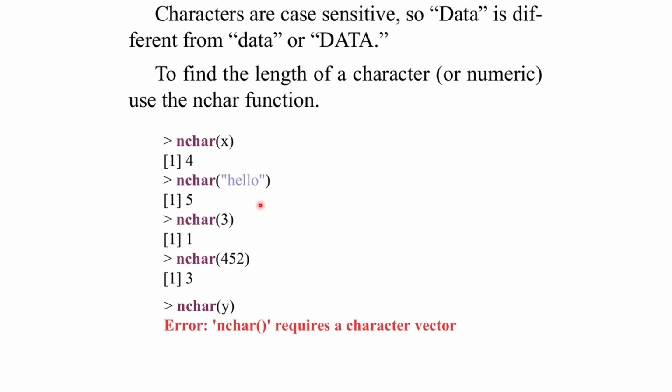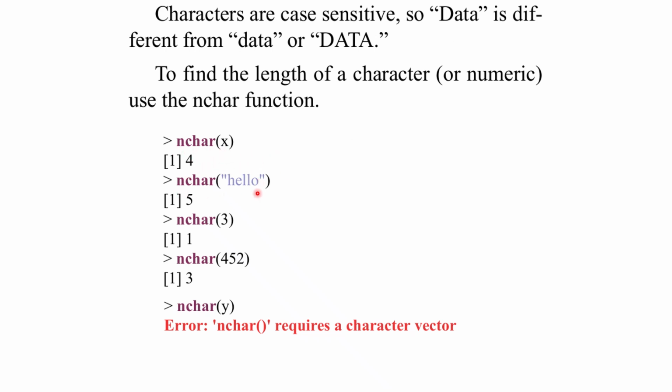Next, x is already declared in the previous examples, assigned with the value data. So here the nchar function is used to count the number of characters in a specific value. x contains the value data, which has four characters, so nchar returns four.